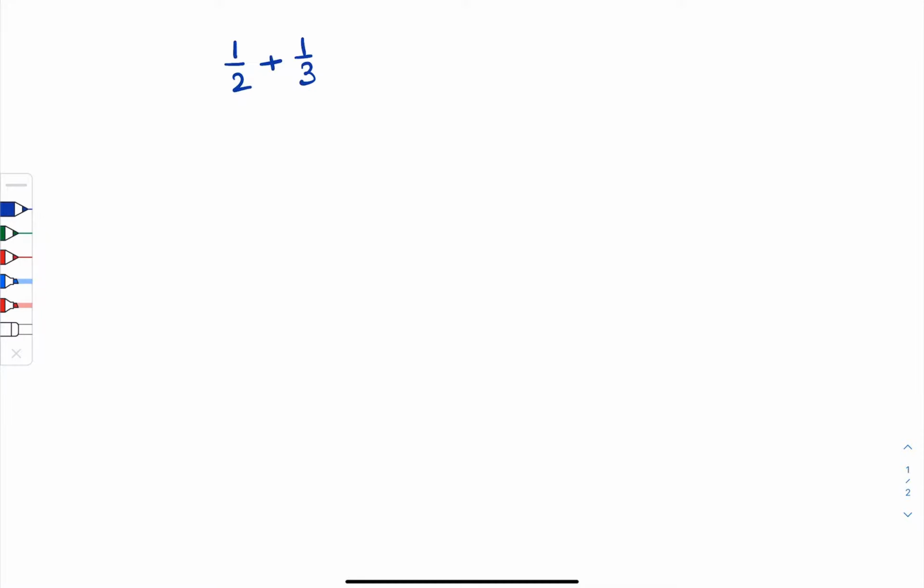Since this is a very simple fraction and 2 and 3 are just prime numbers, what we're going to do is look for something called the lowest common denominator. In this particular case, we're going to look for factors that are common to both denominators.